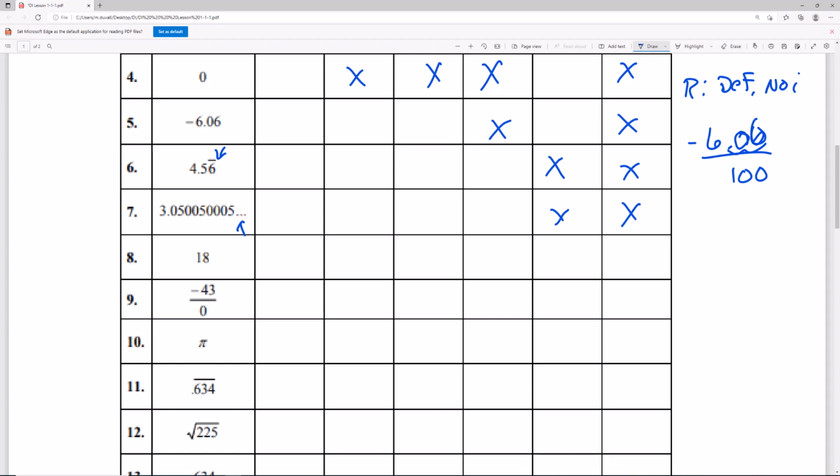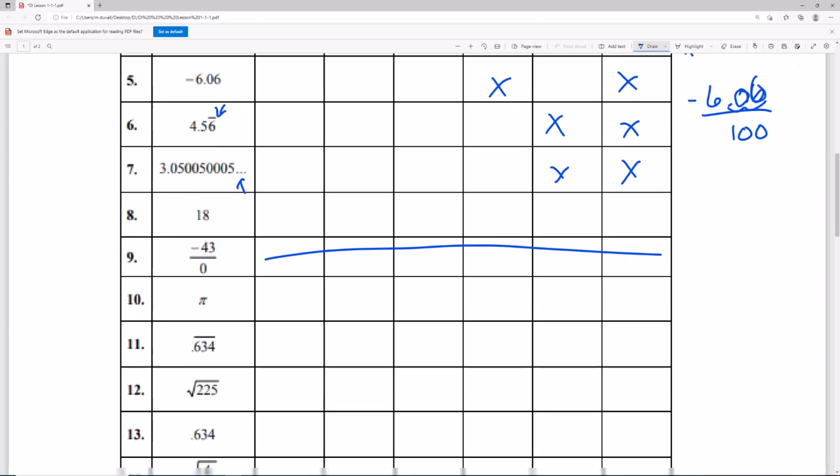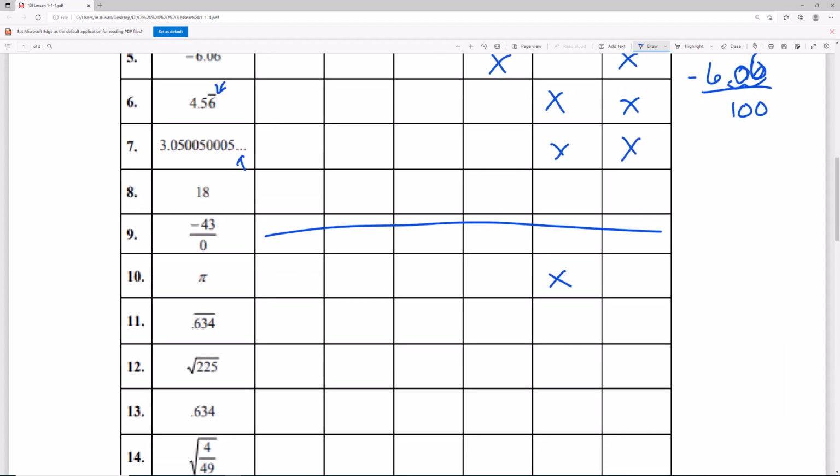For number 9, it's dividing by 0. So therefore, it's not definable. So that's nothing. Like there's nothing that you can fill in here. It's not even a real number. Pi is irrational and real. Repeating decimal.